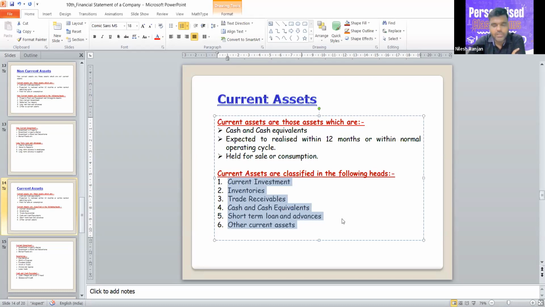Okay, the last one is other current assets. In other current assets, there are some assets like prepaid expenses or accrued income. These we include in other current assets. Or you can say, if any item is not included in any of the five categories, then it will be under other current assets. Okay.